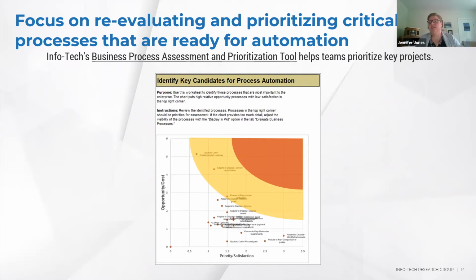So document basic information about an enterprise captured within the various tabs, and then evaluate those business processes and identify key processes that can be used for automation. And so candidates for automation would fall in the upper right-hand side of the image that you're seeing, that sunshine type diagram. So any of those identified would be priority and opportunity from a cost and satisfaction perspective.